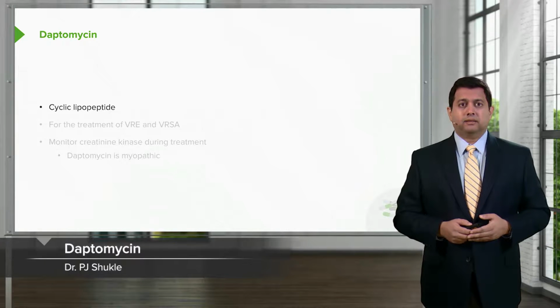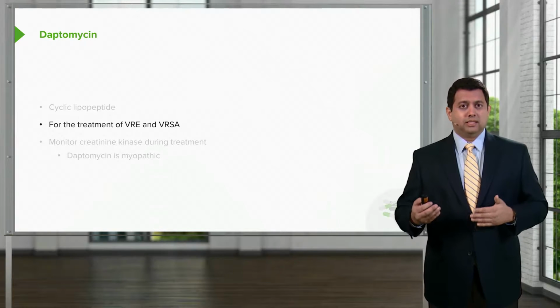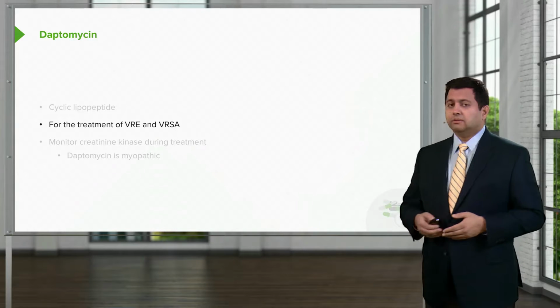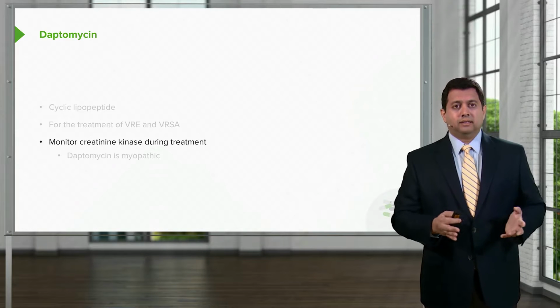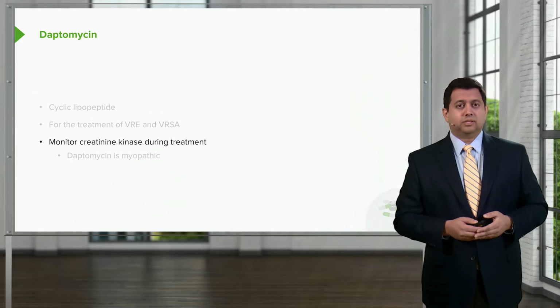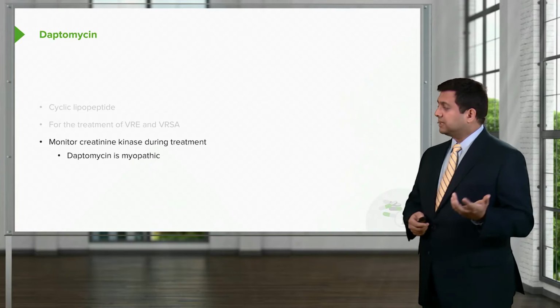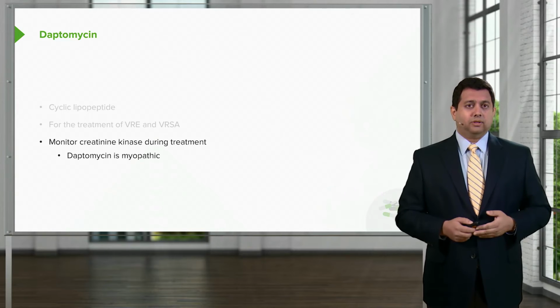Daptomycin is a cyclic lipopeptide. It is for the treatment of vancomycin-resistant Enterococcus and vancomycin-resistant Staphylococcus aureus. You have to monitor creatinine levels very closely, CK levels very closely during treatment. And that's because daptomycin is very myopathic, and so it can cause severe muscle disease.